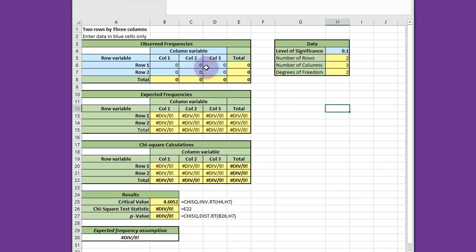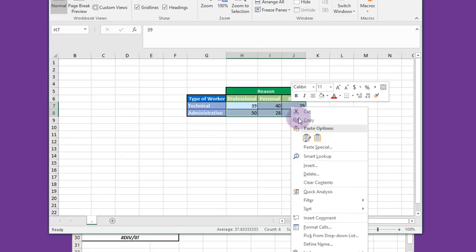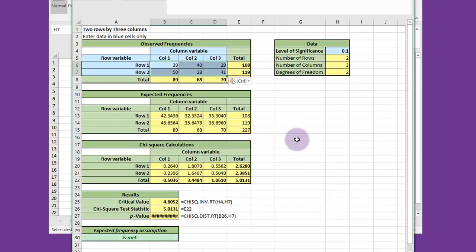And now let's enter in the data. I'm going to highlight these cells, the data cells, copy them, go back here, select that first cell, and then paste the values in. And you can see that the calculator begins to fill itself out. We could also add the column variables and the row variables just to make it a little bit clearer.